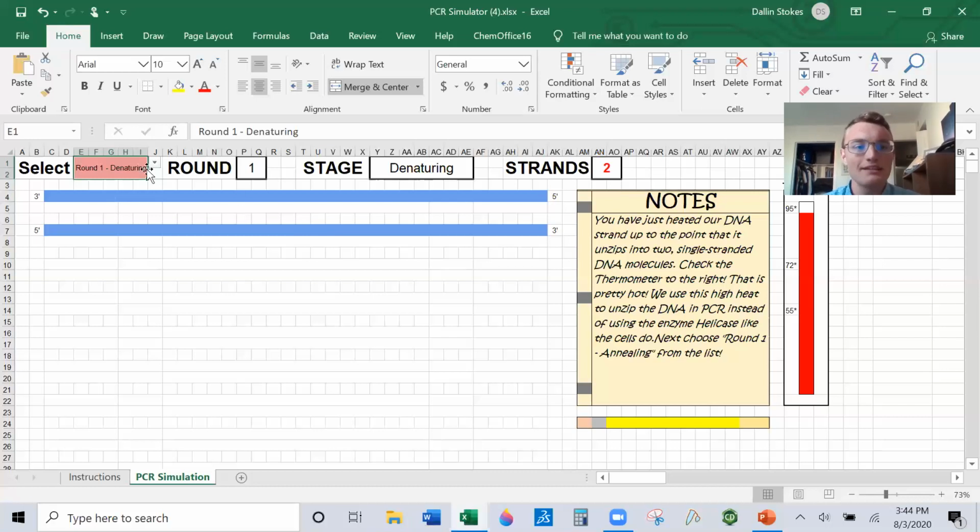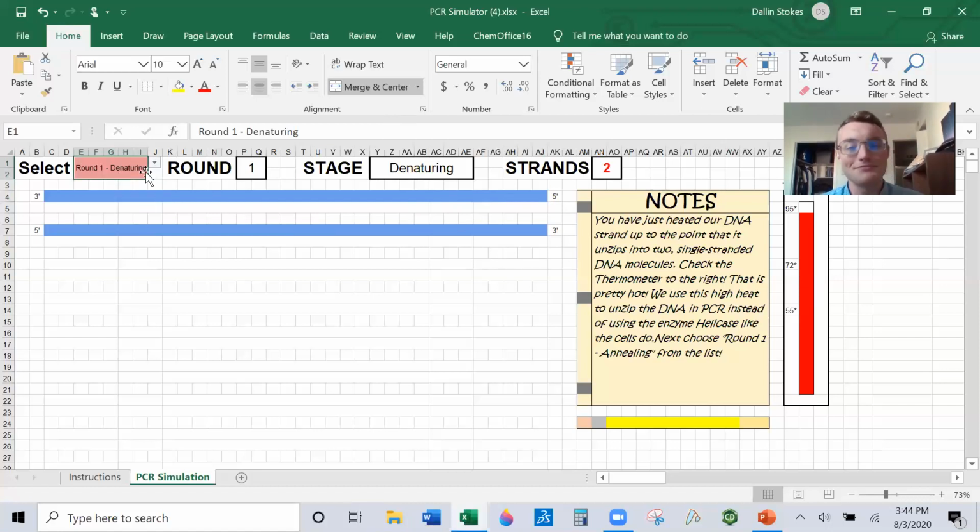Okay, so the next step, because remember, we heated it up to 95 to separate the strands, and I need the primers that I've dumped in here. They're just floating around in this tube. I need them to be able to stick onto this other strand, but since it's so hot, they can't go back together again. So I have to cool it down to 55 degrees.